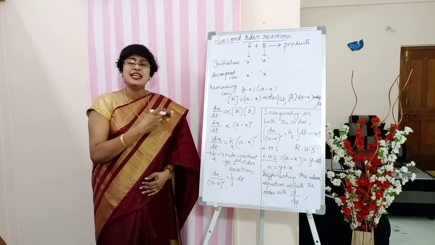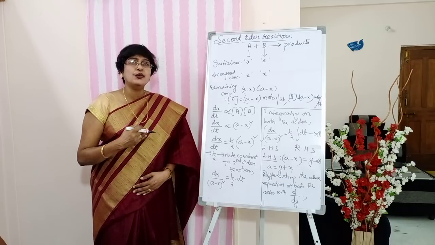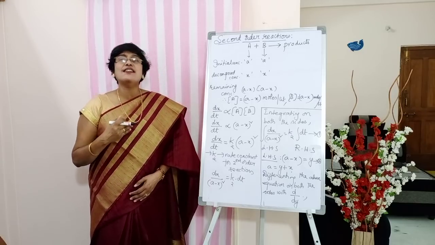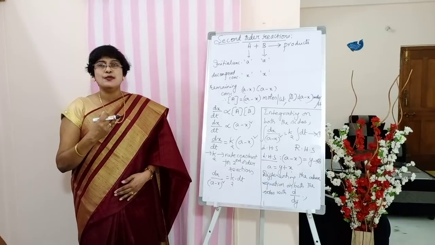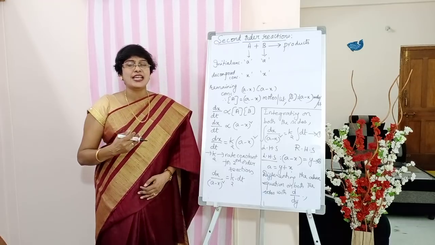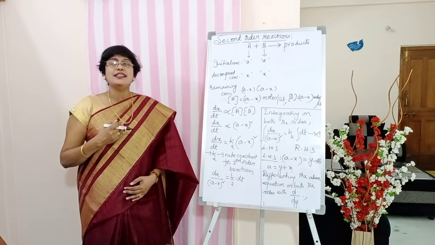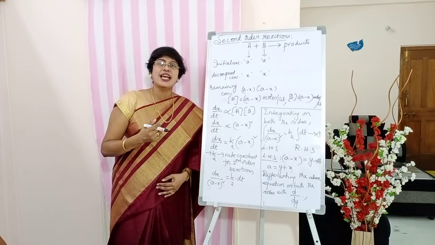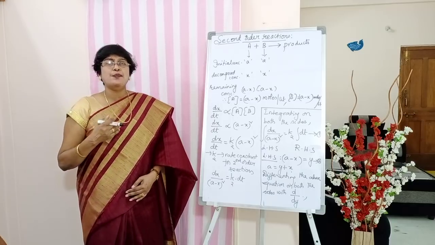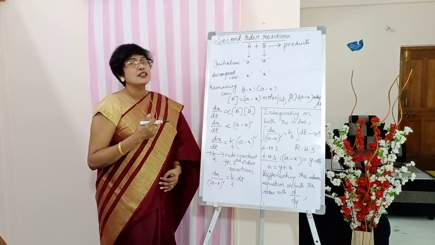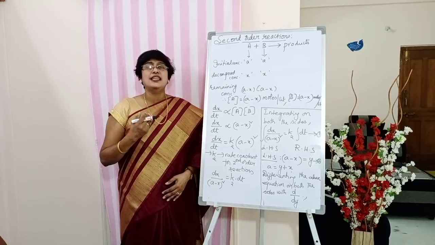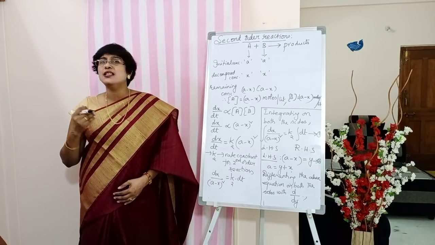Put a finger there, and what did we do next? We wrote the general representation of the first order reaction. Similarly, here also we will write the general representation of a second order reaction. Write down: let us consider a second order reaction, A plus B gives products. Here A and B are the reactants. There we took A gives products; here we are taking A plus B gives products.